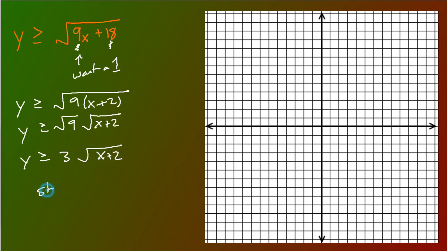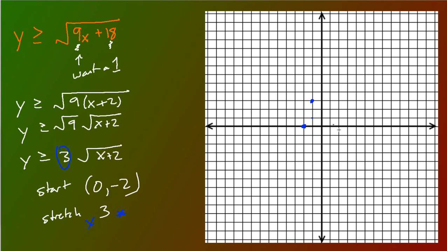So where do I start? Well, I start at 0, -2, and now I have a stretch factor. My stretch is 3. So let's start graphing this. I'll do it in blue. So 0, -2 is right here. And if I go right 1, the square root of 1 is 1. So I go up 1, but times 3. So I'll go up 3 instead.